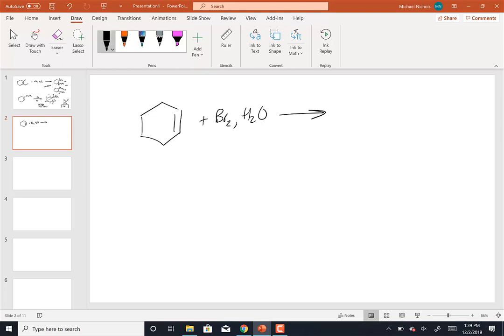Think about your selectivities. Think about your selectivities again. And then you want to think about selectivities.